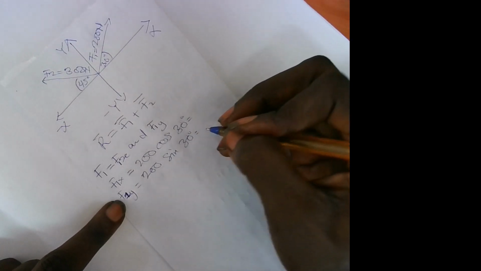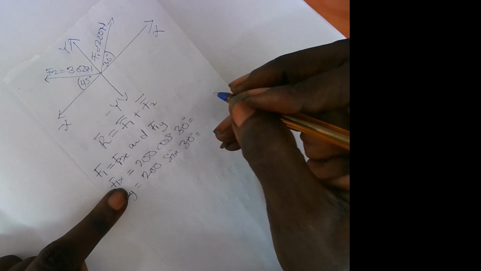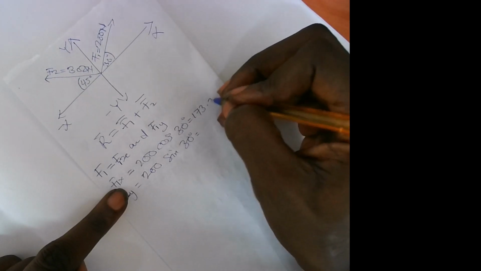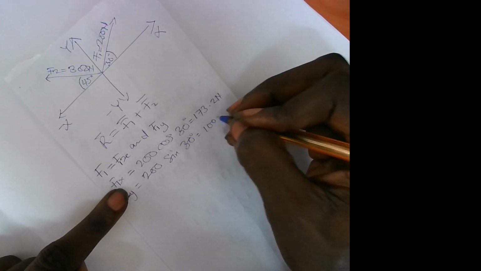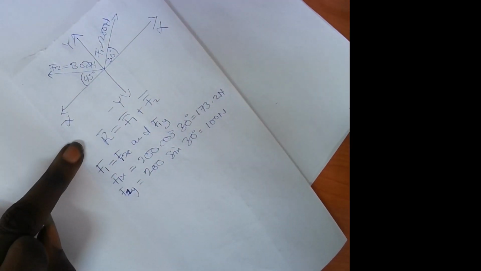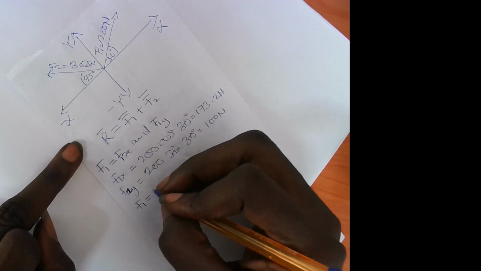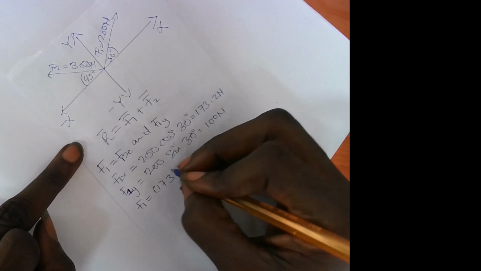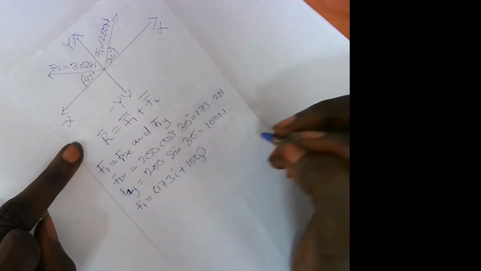So here F1x will give us 173.2 Newton, and F1y will give us 100 Newton. So vector F1 in terms of unit vector form, to show its directions, we can say 173I plus 100J.